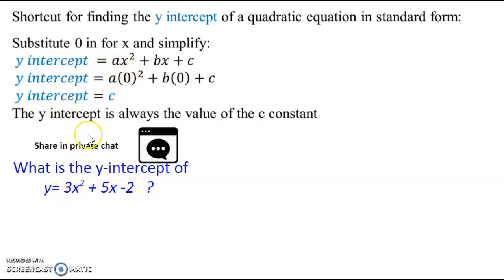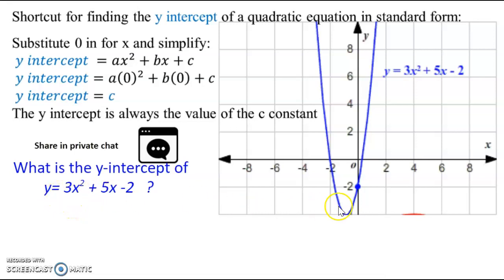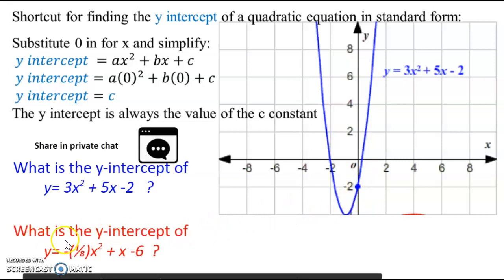Yes, you can go through by substituting x to be 0 and then figure this out. Or if you understood this, you can say, oh, it's just going to be the constant. So that's going to be negative 2. So negative 2 is my constant here, which means the y-intercept is going to be negative 2, and it is. And that's the graph.